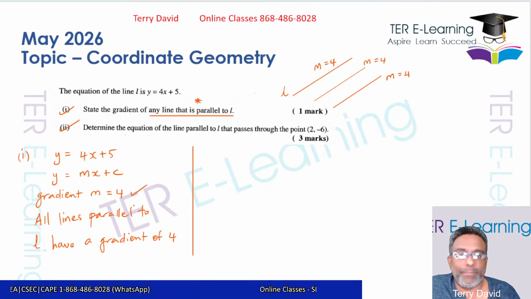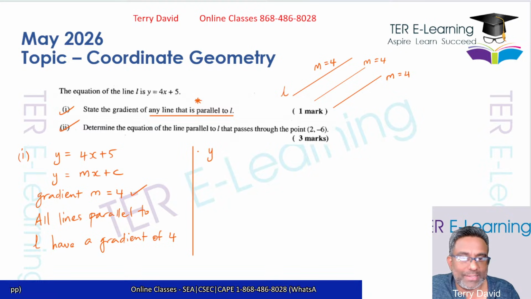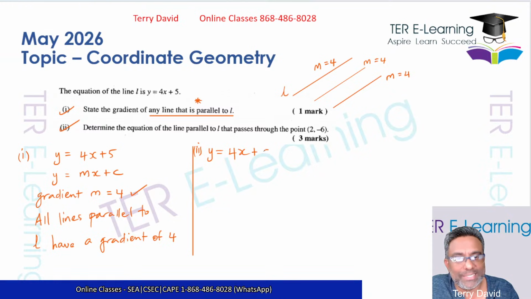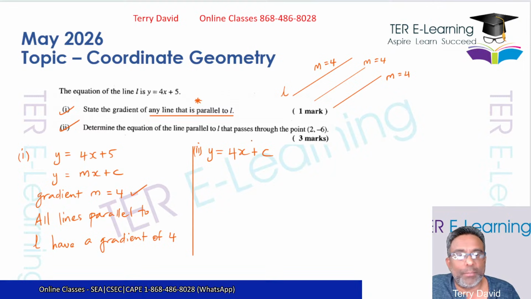The second part here, determine the equation of the line parallel to L and it passes through the point (2, -6). Okay, so we're talking about an equation of a line parallel to L. So if it's parallel to L, we know that the gradient is 4. So this is part 2. That equation has to be y is equal to 4x plus c. Okay, we know what the gradient of that line is going to be. It's going to be 4. But we need to figure out what c is. So this is where the point (2, -6) comes into play.